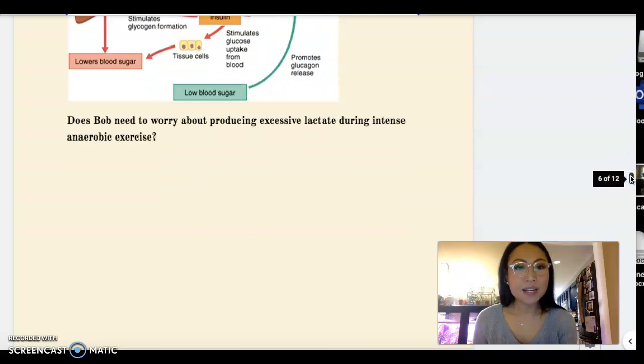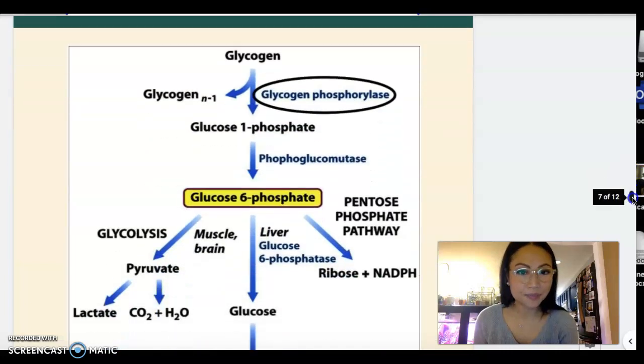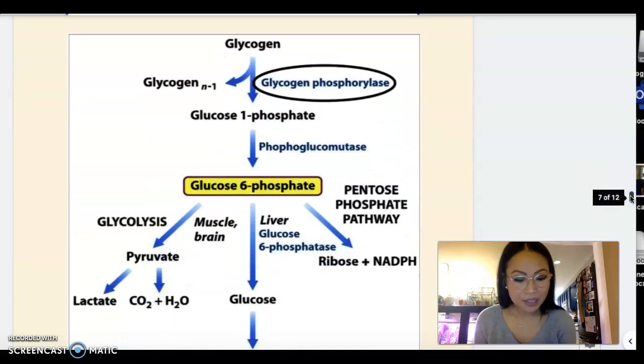Does Bob have to worry about producing excessive lactate during intense anaerobic exercise? In the cells, glucose can be broken down to either pyruvate or lactate depending on the availability of O2. These two pathways require glycogen phosphorylase. Because his glycogen phosphorylase is ineffective, he will not produce lactate. Lactate is a backup source of energy when his muscles have depleted their stored glycogen. This is the reason why he is unable to tolerate strenuous exercise.